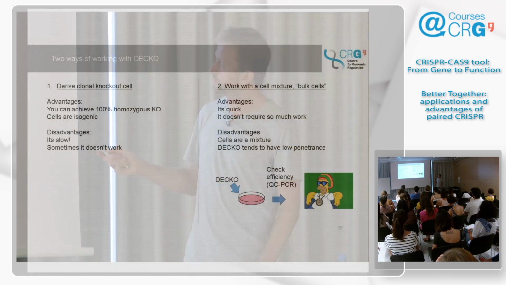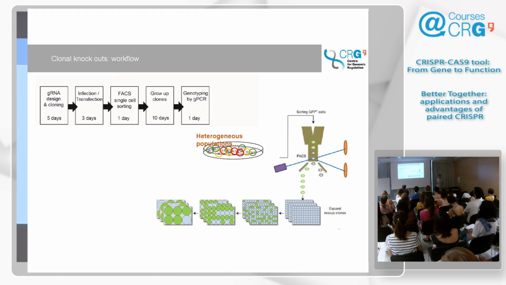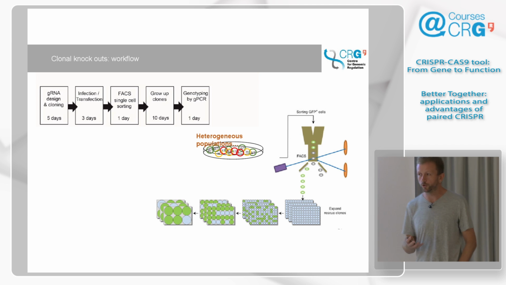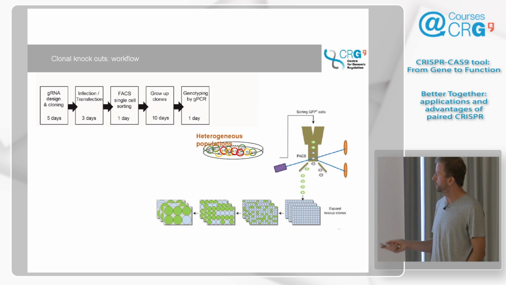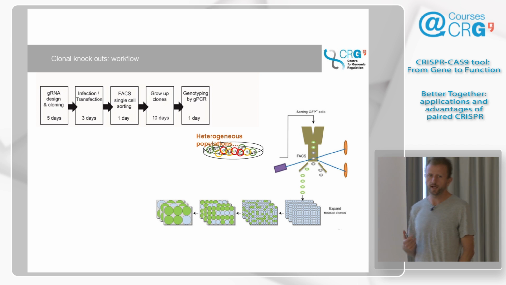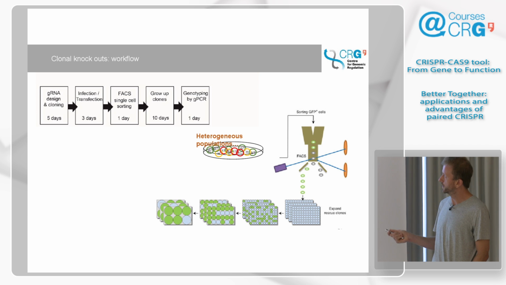Right, so I'm going to show you some experiments we did with this first part, which are published. This is the kind of workflow when you're trying to derive an individual clone. To give you an idea of the time frame, you're going to take about a week to design and clone your deco constructs. You have to do some infection or transfection, you do your FACS, and then you start having to wait.